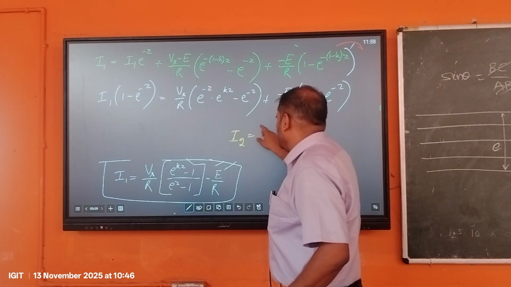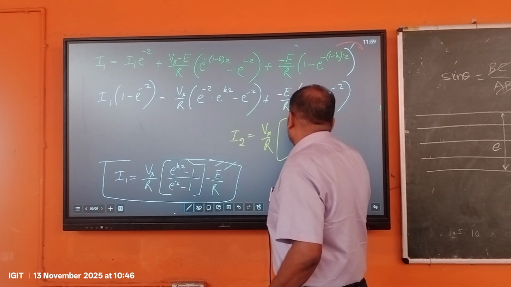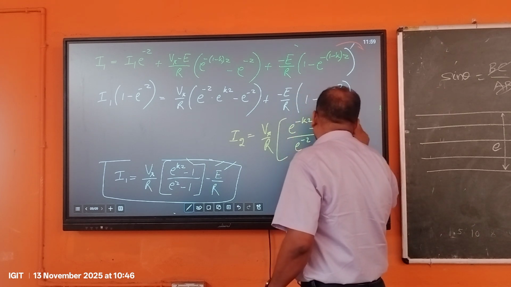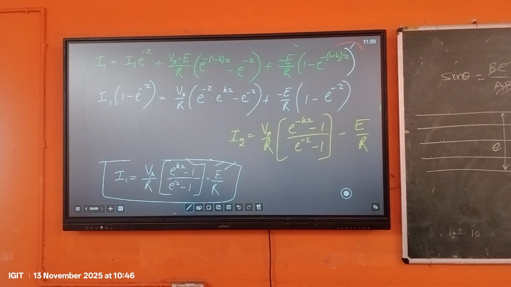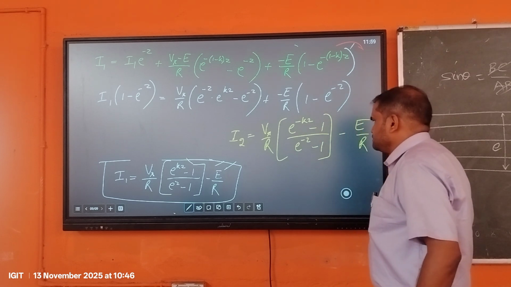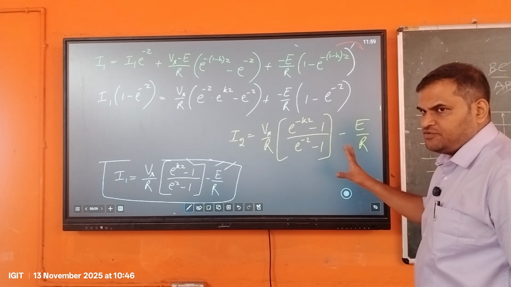Similarly, we can write I2 is equal to Vs by R, e to the power minus kz minus 1 by e to the power minus z minus 1, minus e by r. This is I2, another is I1. Finally, we get these two values, right?